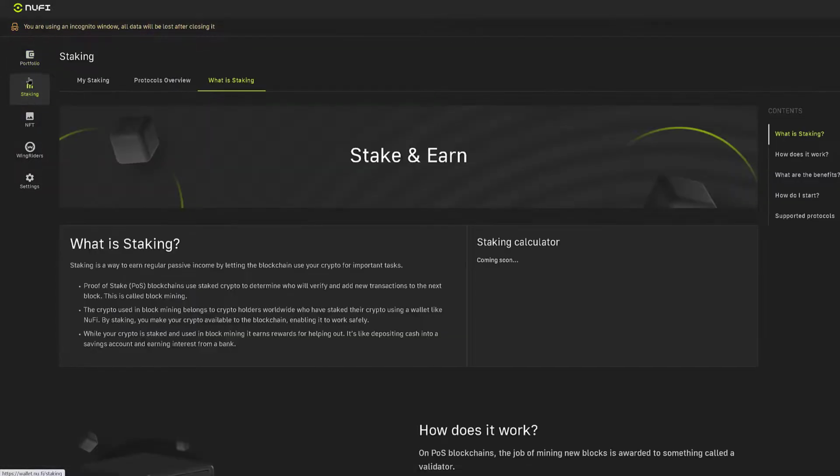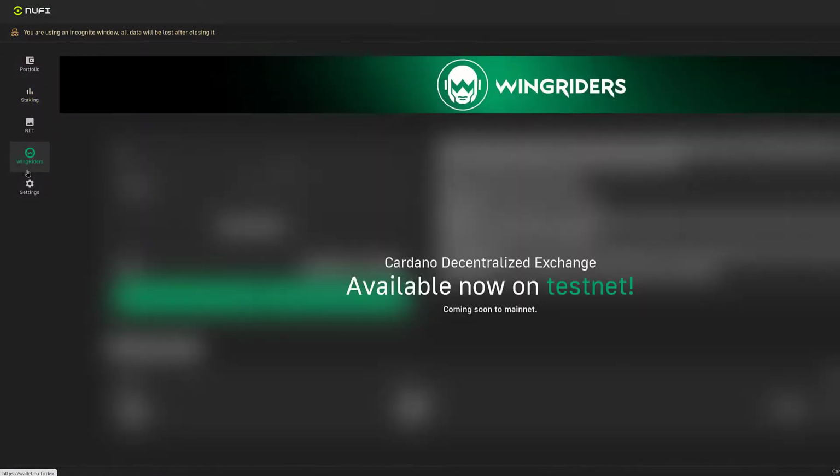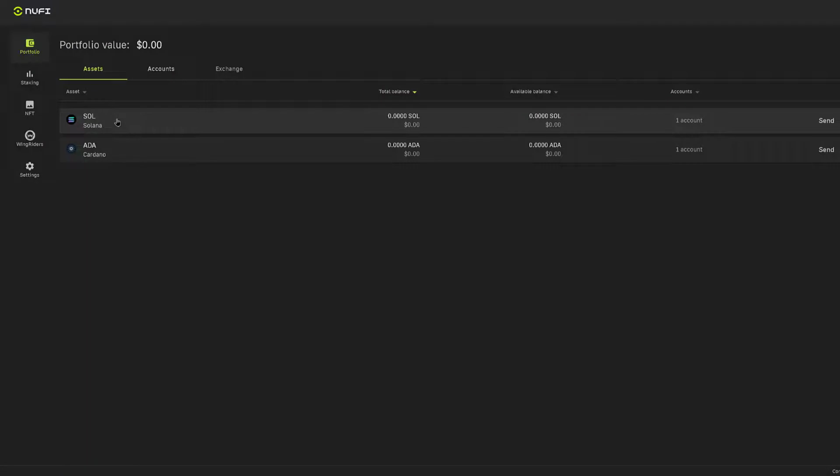Okay, so if you go down on the left-hand side to staking, they are really, really into telling you exactly what everything means, which I really like. Let's go back up and look to the left. And I love they have an NFT gallery. This is Cardano Decentralized Exchange, available now on testnet and coming soon on mainnet. So I'm going to send some ADA tokens into this wallet. So first I clicked on the top left portfolio. I would come over here to receive.